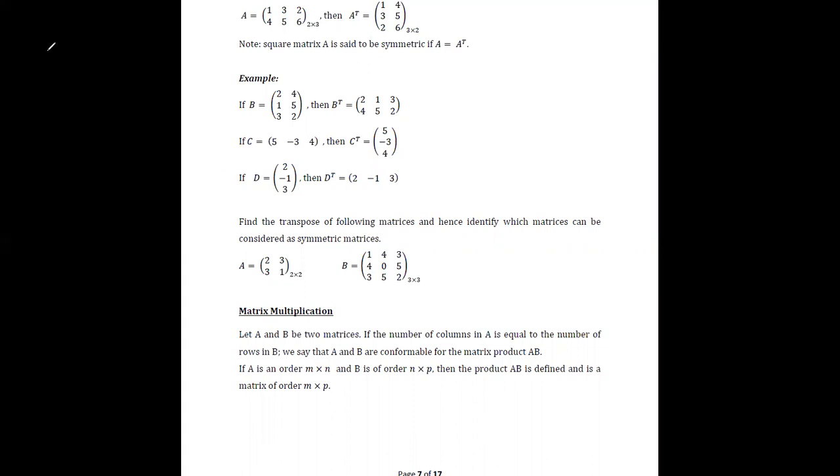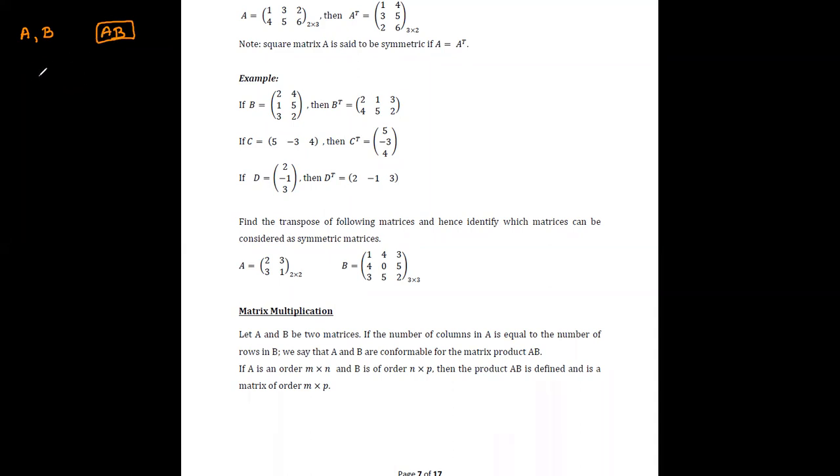Suppose that we have two matrices, let's say matrix A and matrix B. If you need to obtain the matrix multiplication as A times B, then to obtain the matrix product AB, there is a condition which should be satisfied.